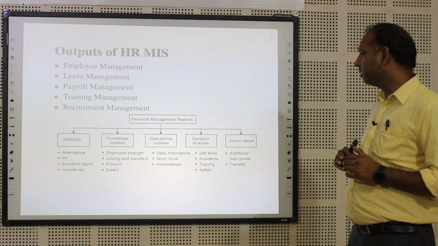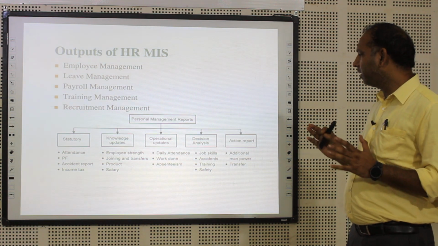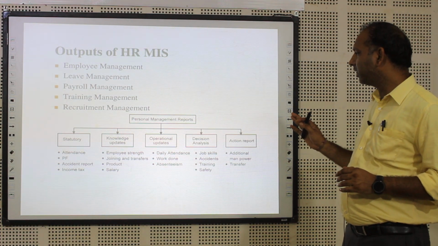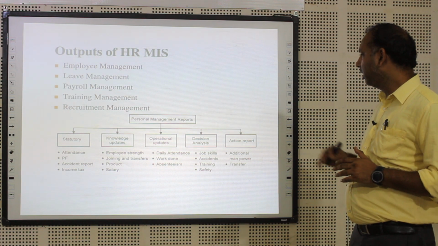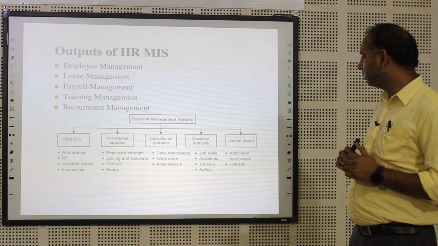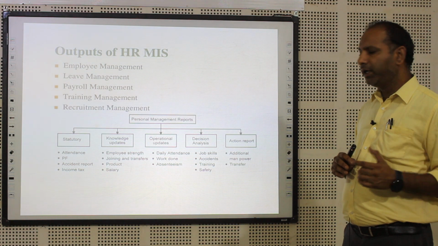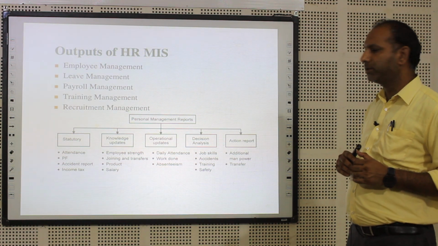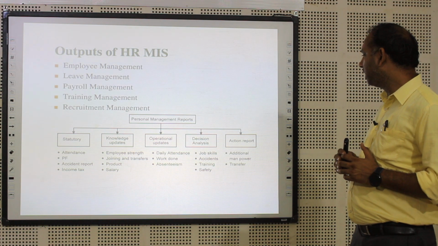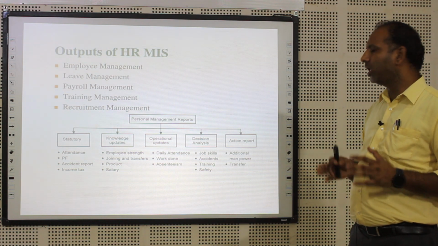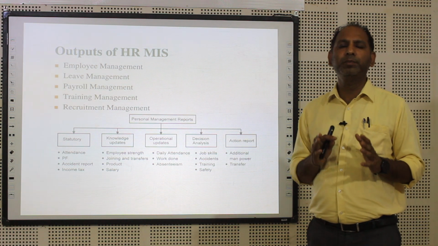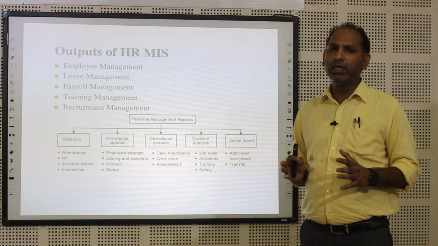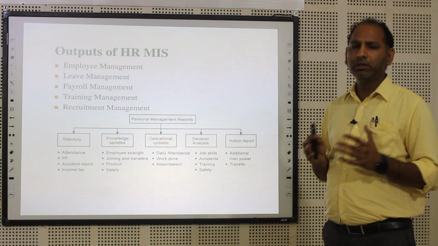Operational updates mean daily attendance, work done and absentees. These three points are covered in the operational updates. Decision analysis covers job skills, accidents, training and safety. These are covered in the decision analysis. And the action reports contain the additional manpower and transfer. So the human resource management system works with the MIS through the following management things.